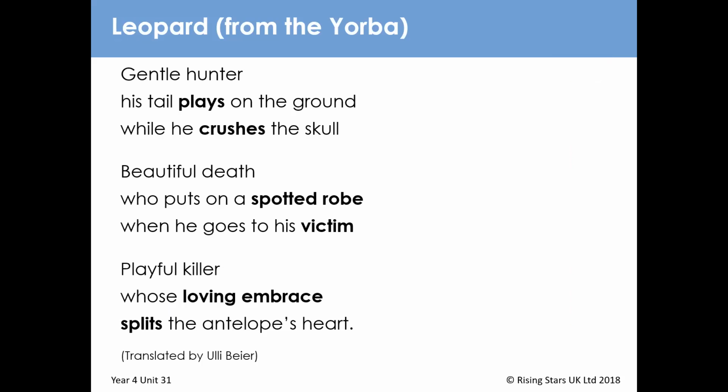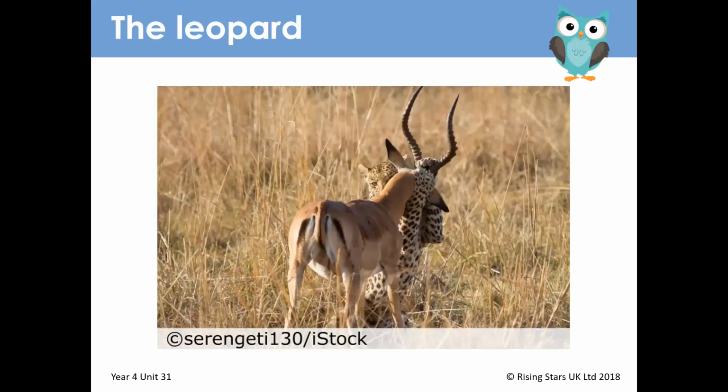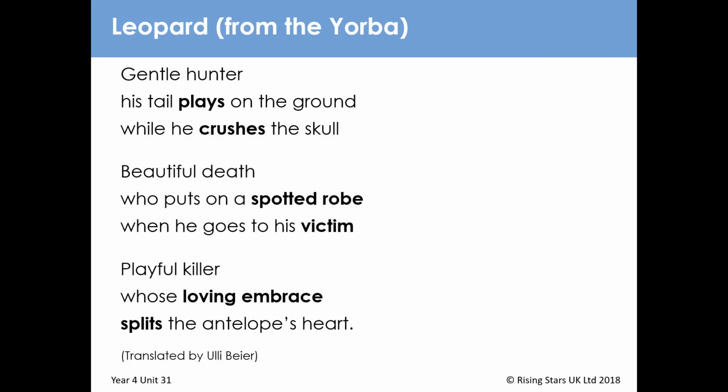So a beautiful death, which means obviously the antelope is about to die, who puts on a spotted robe. So what do you think the spotted robe is referring to? So I'll go back to the picture. Pause the video if you need to think about these questions. Okay, so the spotted robe, I would say, is referring to the spotted print of the leopard's fur. So it's referring to it like a robe.